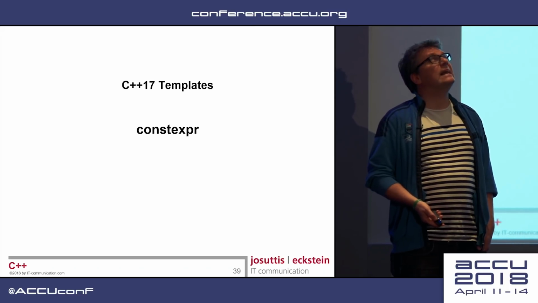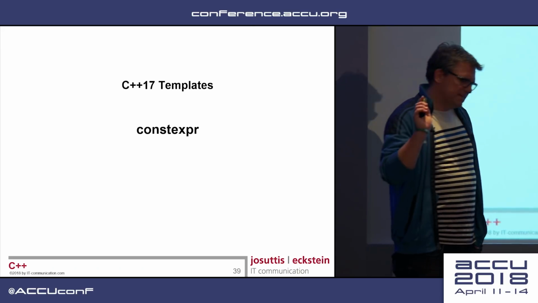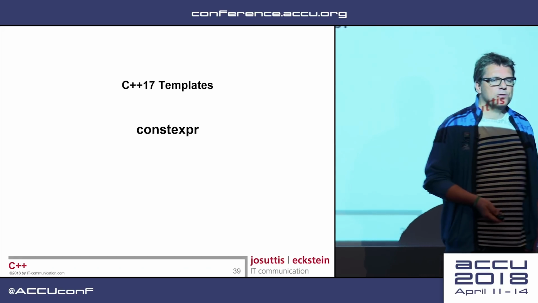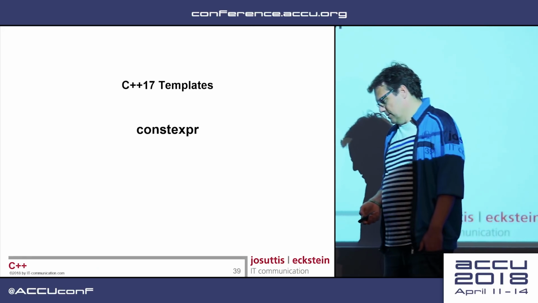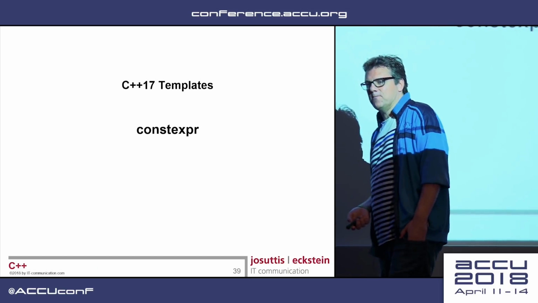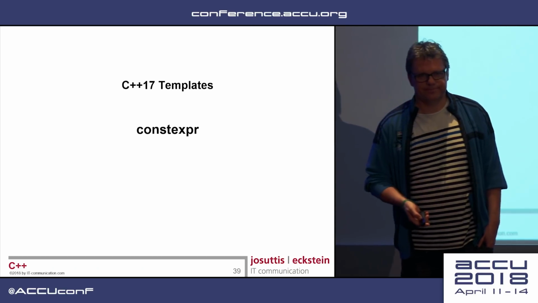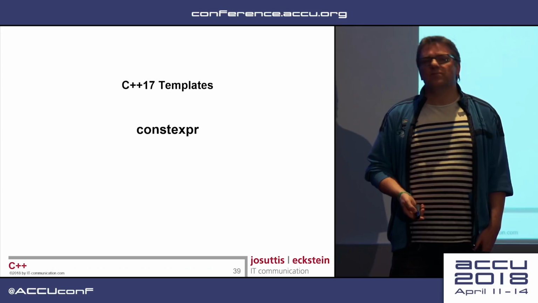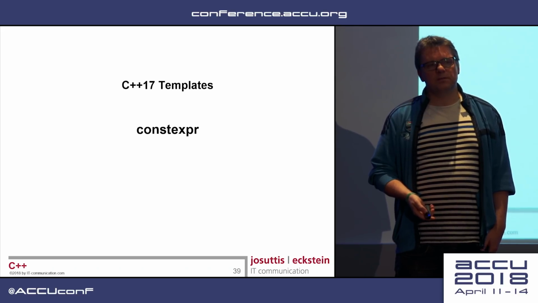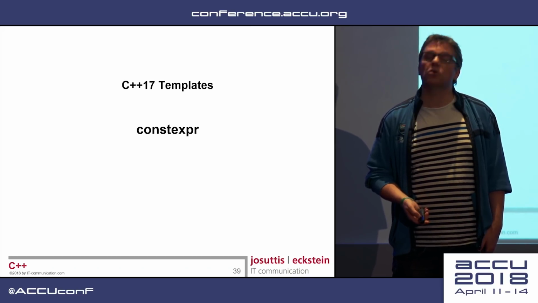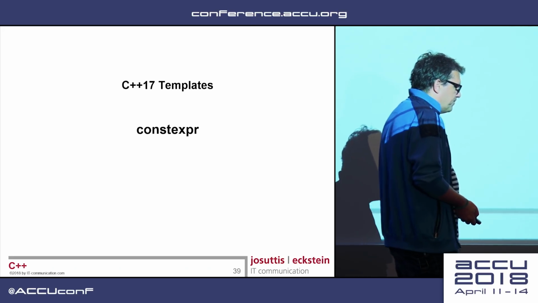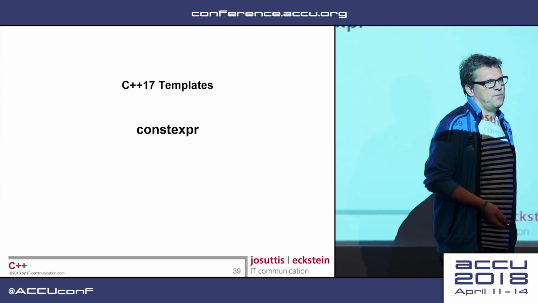I remember in 1997, Erwin Unruh came up with a little program. And the program at compile time was printing prime numbers as error messages. And that was a proof that the template metaprogramming mechanism is a primitive recursive language. So we can compute at compile time. The syntax is really screwed up for that.